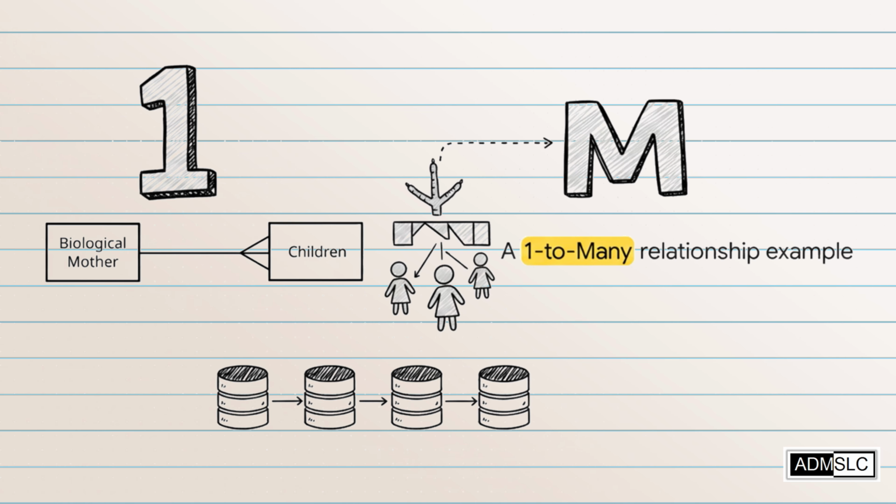And this perfectly brings everything together into a really intuitive real-world example. Notice the line connecting our two entities here. On the left side, attached to biological mother, we have a single straight line, which signifies 1. Now look on the right side, attached to children, we see this branching three-pronged symbol. That right there is the actual crow's foot, and it signifies many. It's a universally understood visual map of a one-to-many relationship. Mastering these specific visual cues, that is your primary goal right now.